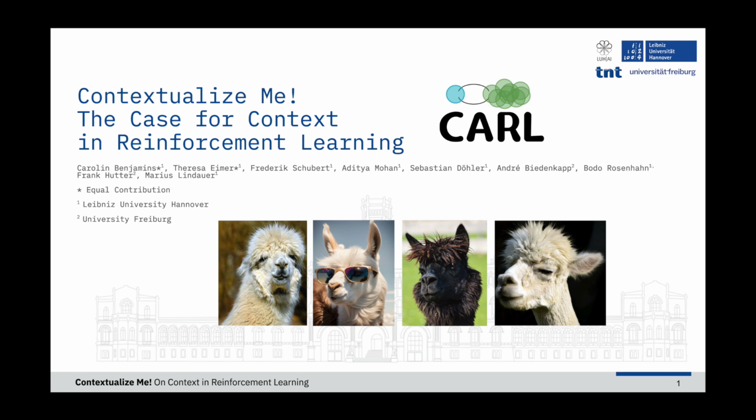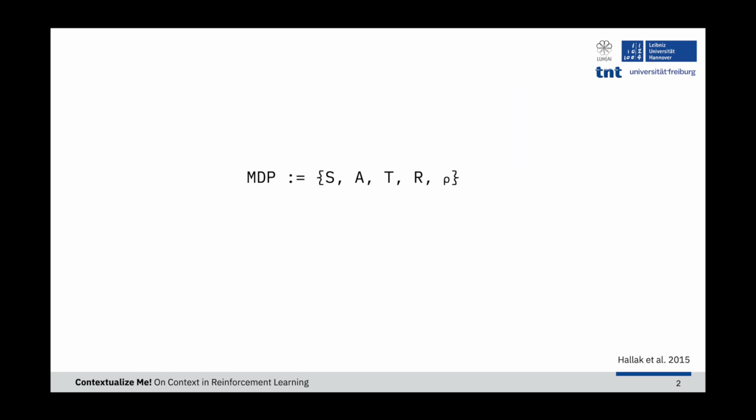But first, before we show you what we can do with context and how we build our benchmark, what even is context? How do we define it formally? Normally, in reinforcement learning, we have MDPs, Markov decision processes, which are defined via a state space, an action space, transition dynamics, reward function, and initial state distribution. Often we also define the discount factor within our MDP definition.